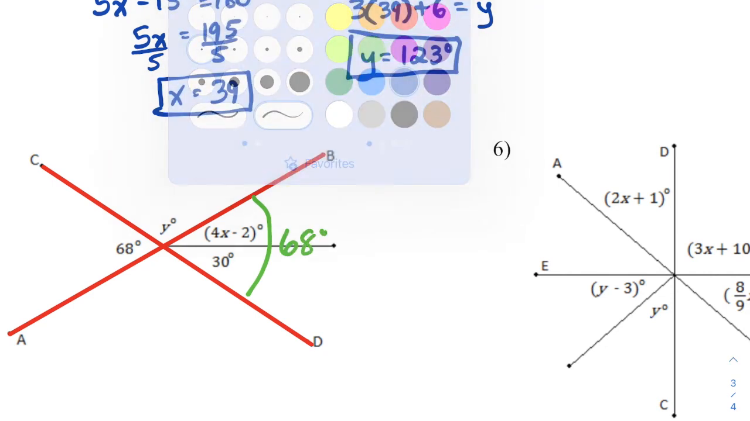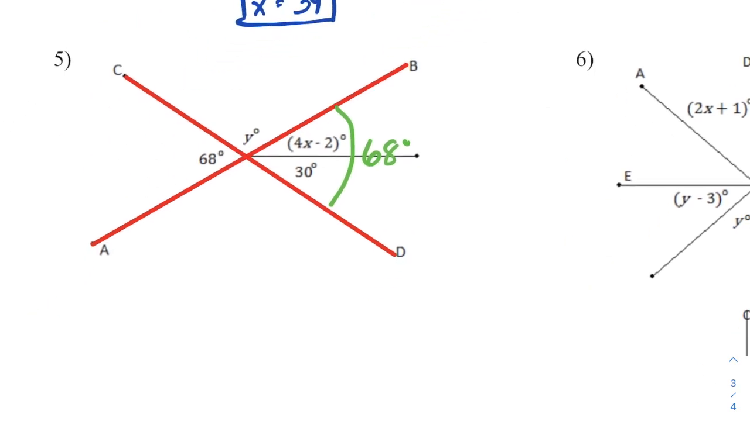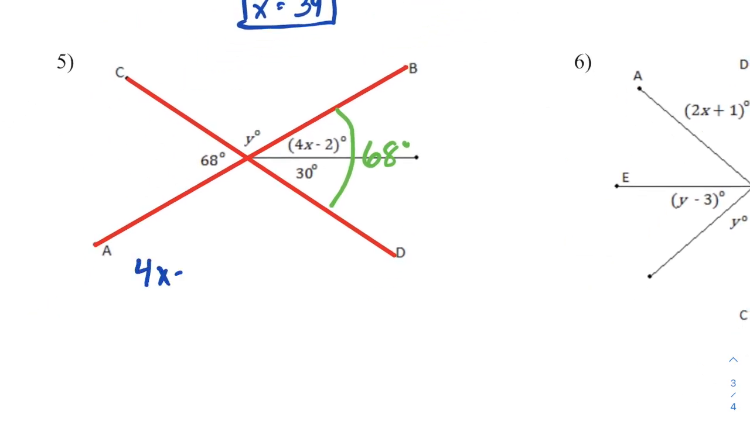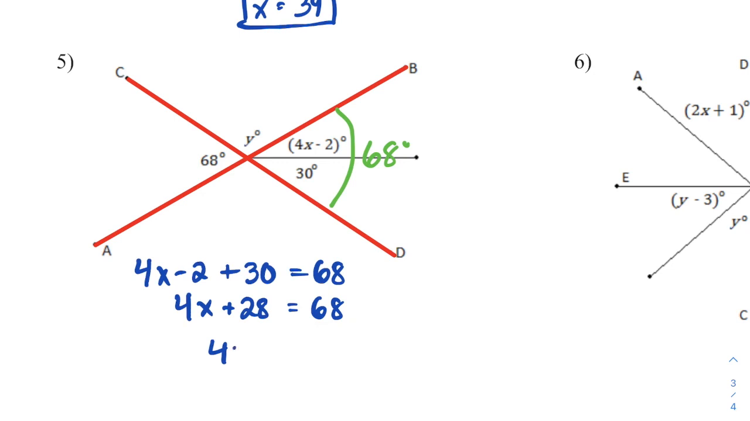And now I have an equation that I can solve. I could say 4x minus 2 plus 30 equals 68. So 4x plus 28 equals 68. 4x equals 40. X equals 10. So we solve for x.